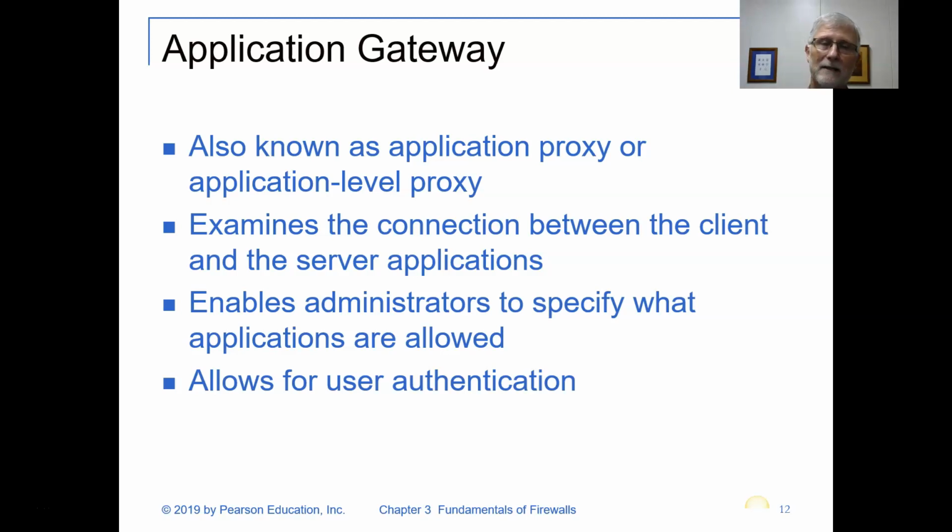Now, an application gateway could also be known as an application proxy or an application level proxy. It examines the connection between the client and the server, and then enables the administrator to specify which applications they're going to allow in their network. It also allows for user authentication.